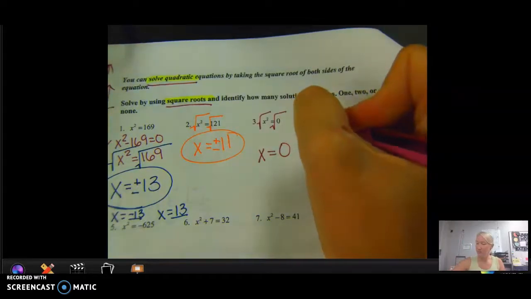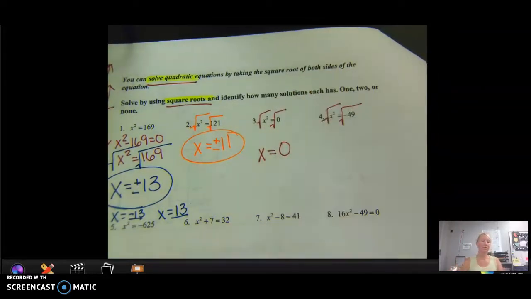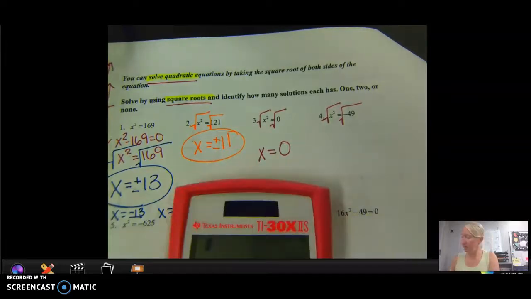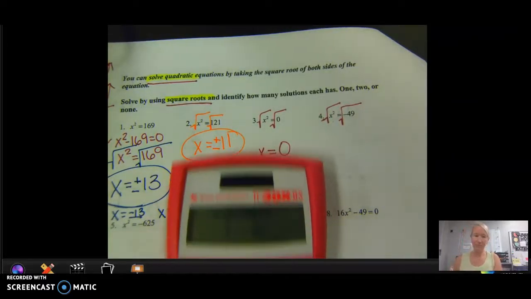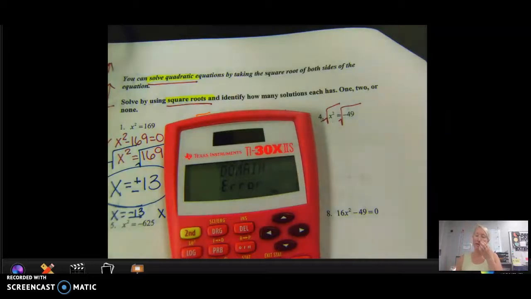Next one, square root. I want everyone to take your calculator, and I want you to actually type that in. I want you to do second square root negative 49. You get a domain error. The reason being, it's a negative 49.